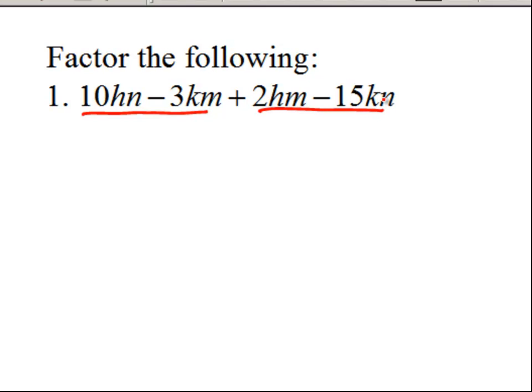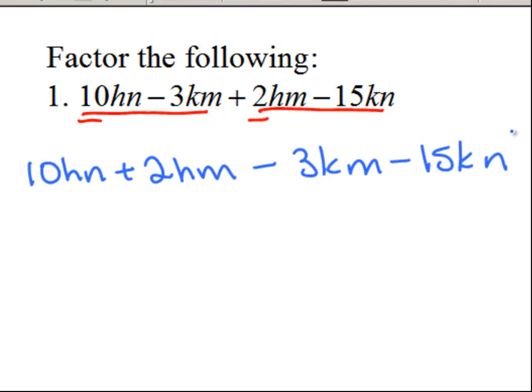So how would you like to rewrite it? Perhaps you see that 10 and 2 are both divisible by 2 and they both have some H's. 3 and 15 kind of go together. So let's just rewrite this. And I would highly encourage that you do write it and then start from there. So let's group these two and these two. Please do not use parentheses because sometimes you're going to enclose the wrong signs.